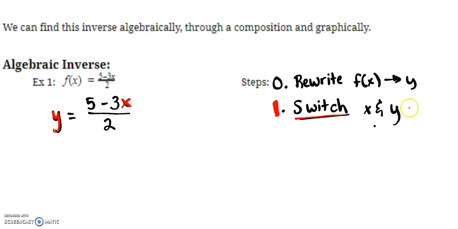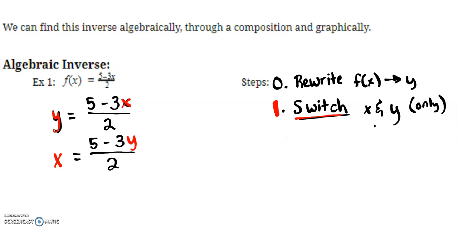And maybe I'm going to add one word, only. Okay, you're not moving anything else. So even though there's a 3 in front of this x, I'm not going to move the 3. All I'm going to do is I'm going to change it so it says x equals 5 minus 3y divided by 2. Okay, so I just switched where the letters were.